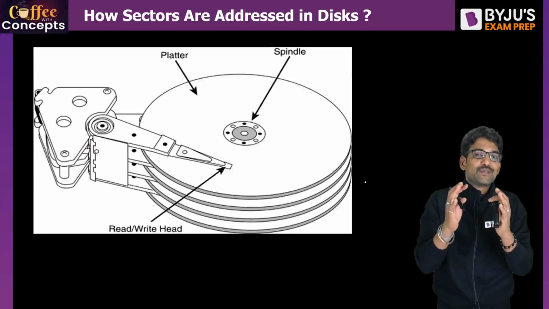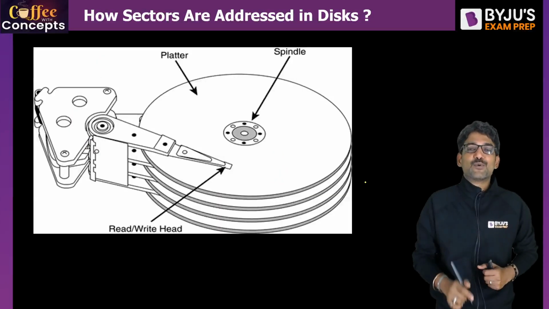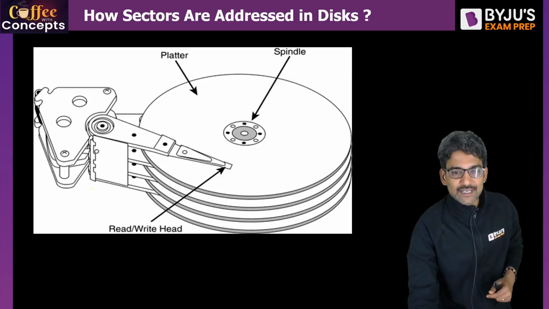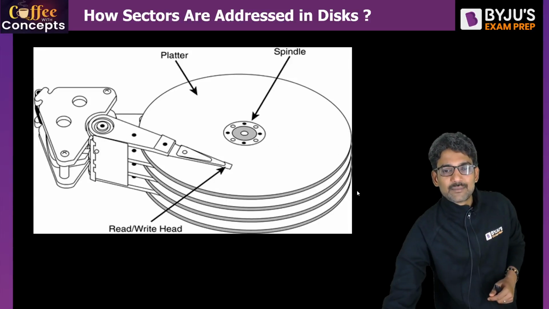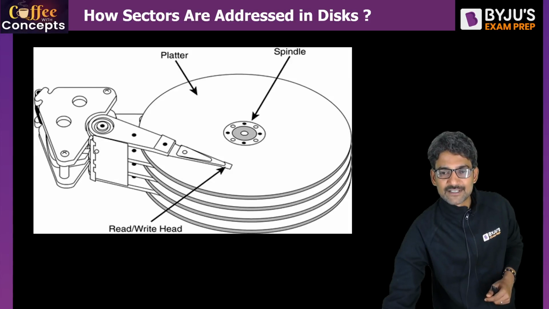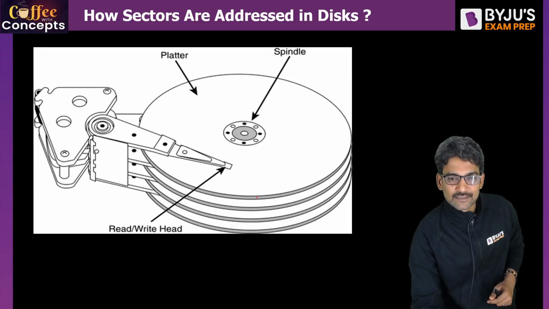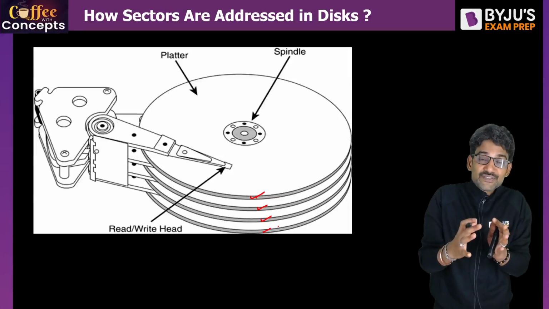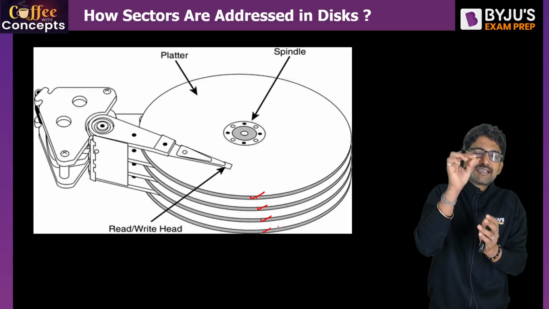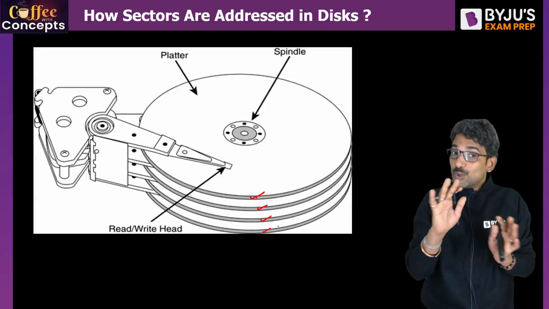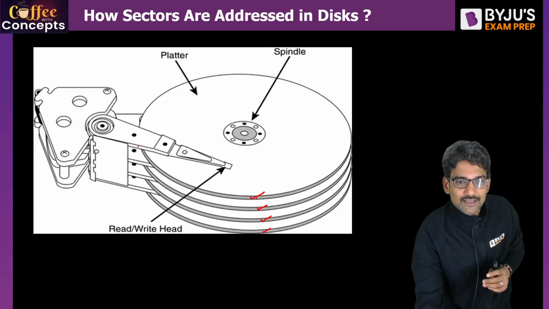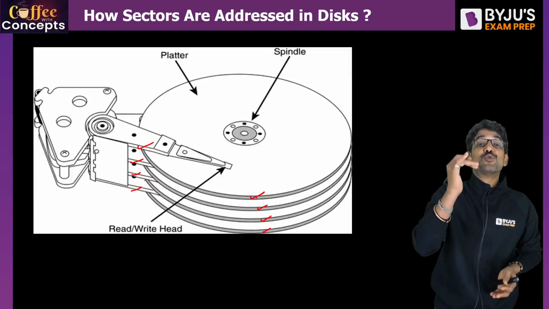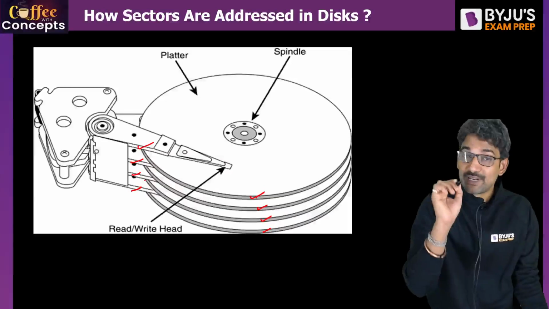Okay, so you can see now multiple platters are mounted one over the other. This is one platter, this is another platter, this is another platter. And one interesting thing you observe, do we have a single head for all the platters? No. Every surface has its own read write head. So this is a very important point.